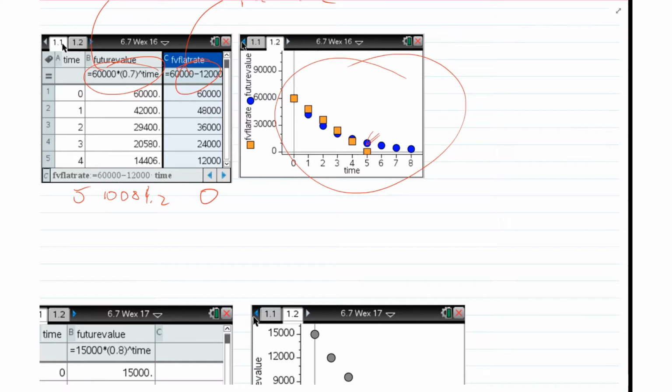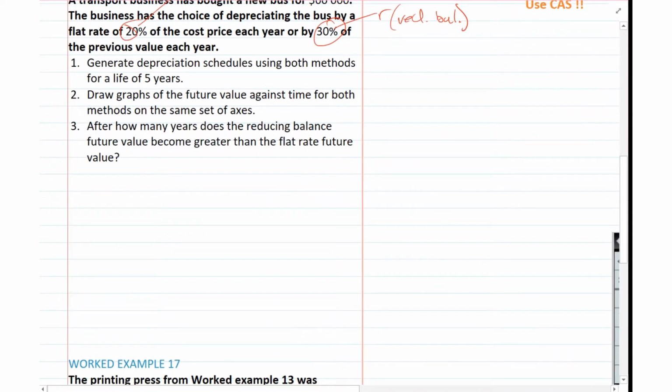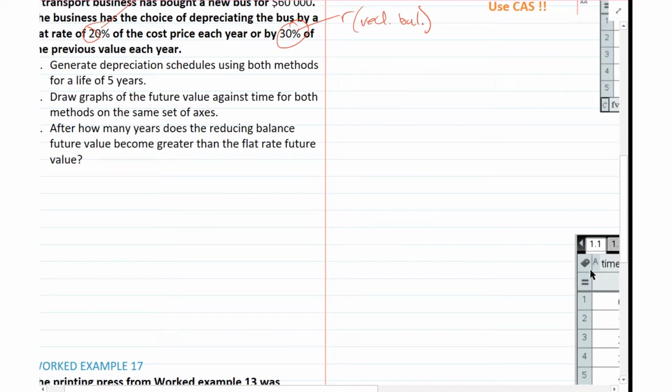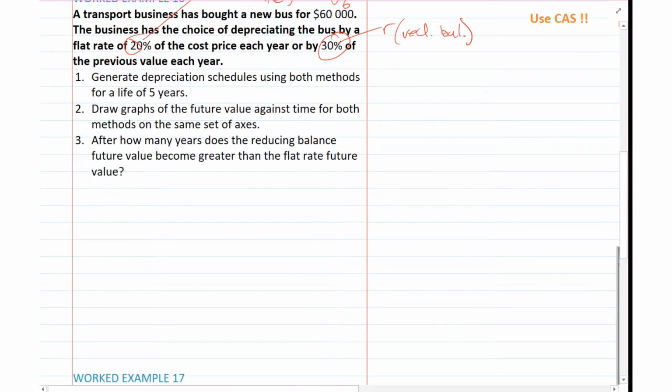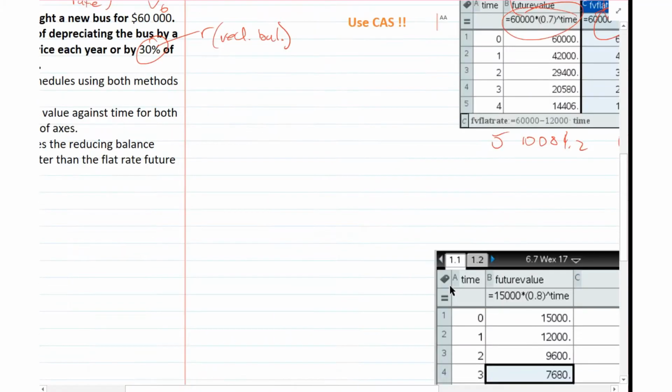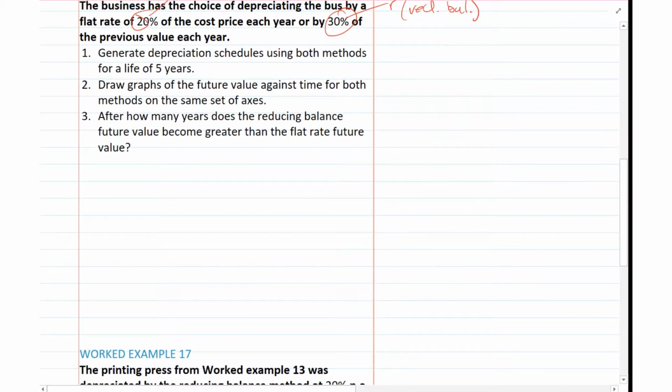But if you sell your car within 2 years, go flat rate. If you sell your car in 6 years, or even 5 years, then you'd go for the reducing balance. That's what that question is telling you. It's saying that after 4 years, the reducing balance method is the best option. Before that, you'd go flat rate. There's not much to write on that one, other than let's actually write that.